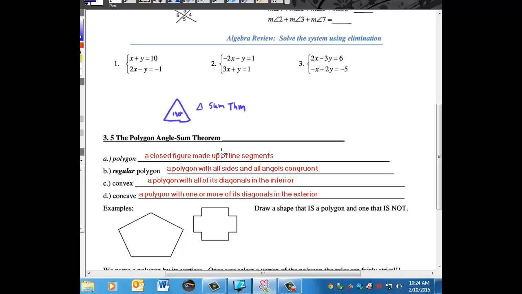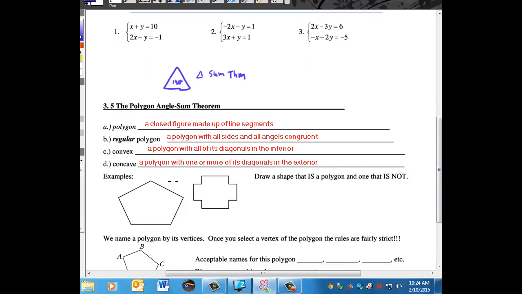These definitions are reviewed from Unit 1. Remember that on a convex polygon, all its diagonals are in the interior, so that would look like the drawing that we have down below. These are going to be convex polygons, and the reason is that when you draw these diagonals, they intersect inside your shape. And so that's what a convex polygon is.